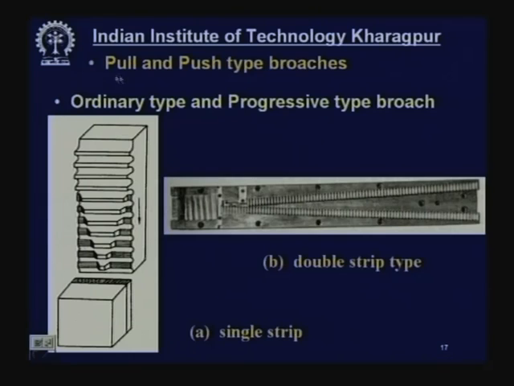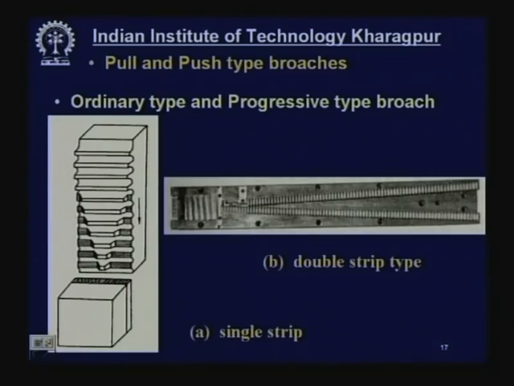Now, pull type and push type broaches. Pull type you have seen, okay. Pull type ones are more common, widely used, and these are long in size with a large number of teeth. But what is push type? When you push it, it is subjected to compression. If it is a pull type, it is subject to tension. Now, if it is subject to tension, then alignment becomes very easy, and this operation is simple and there is no chance of any buckling.